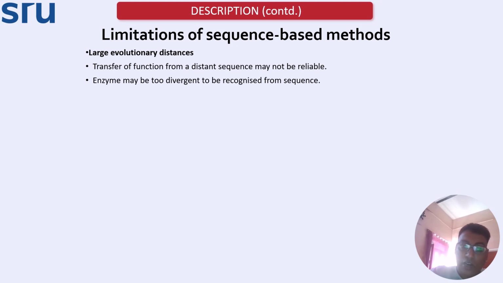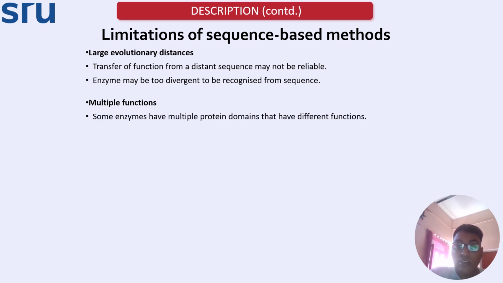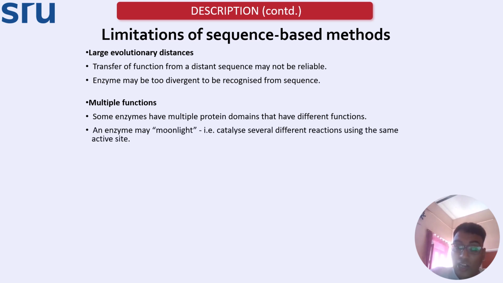Enzymes may be too divergent to be recognized from the sequence. The enzymes may have multiple functions. Some enzymes have multiple protein domains with different functions. So things may be really complicated. Whenever one enzyme is able to carry out multiple activities, we call it a moonlighting enzyme. That is, it is able to catalyze multiple different reactions using the same active site.